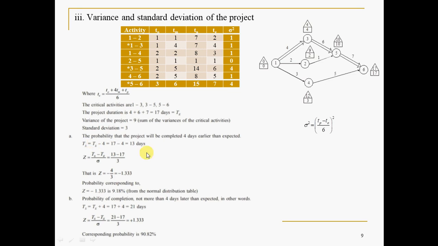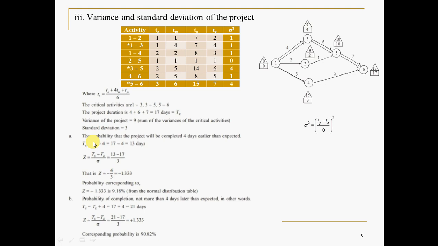Fine. Now as per the question, this is subdivision 4A. What is the probability that the project will be completed 4 days earlier than expected? Please try to understand this. In this equation, TS minus TE divided by sigma, TE is fixed now. What is TE? Total duration of the project. Total duration of the project, that is fixed.